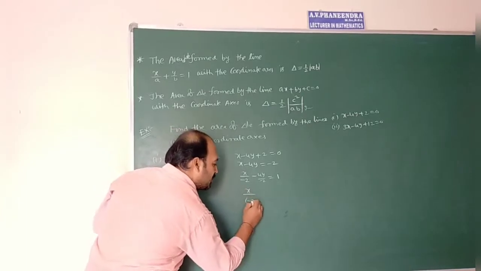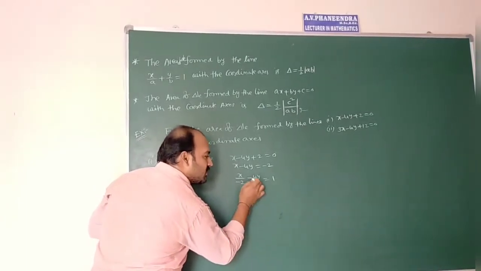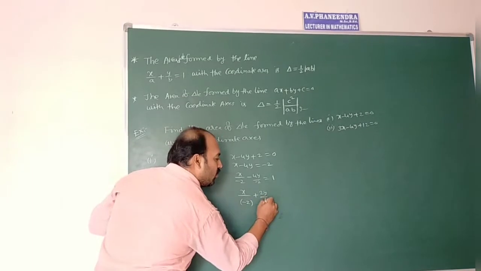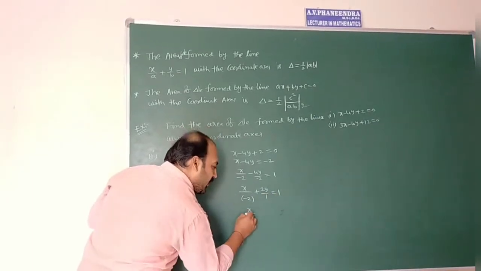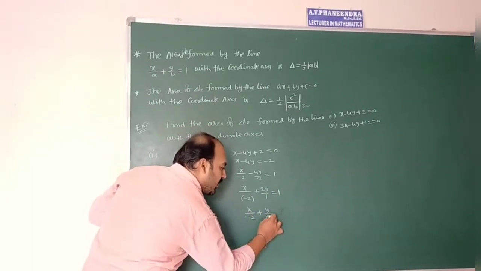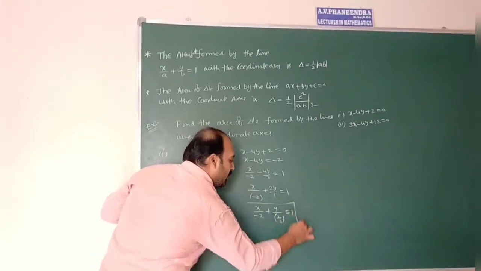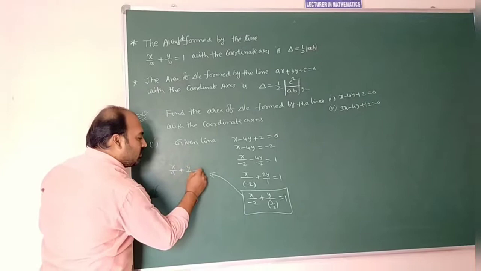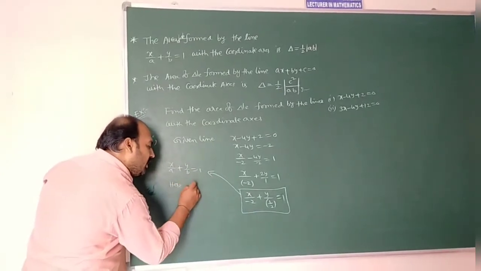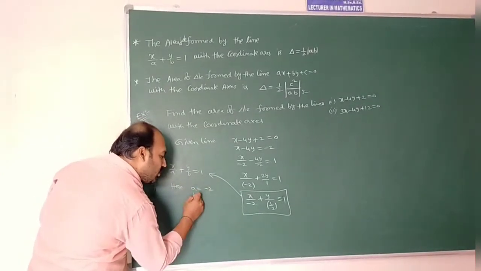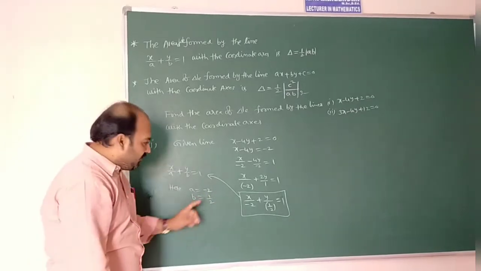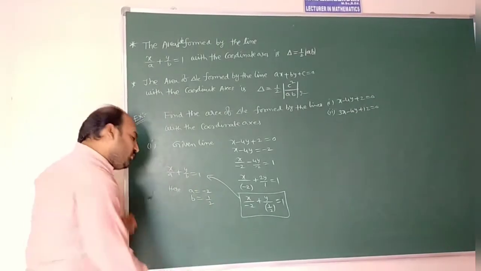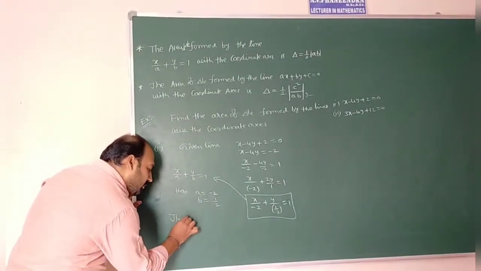So x by minus 2 plus y by 1 by 2 is equal to 1. Now it is in the form of x by a plus y by b is equal to 1. Now write the values of a and b. A is equal to minus 2, b is equal to 1 by 2. After knowing the values of a and b, you can apply the area of triangle.